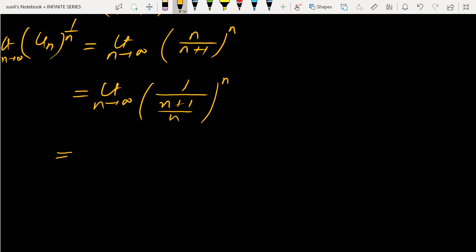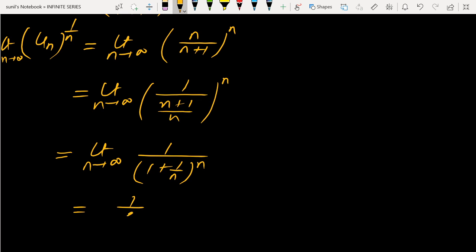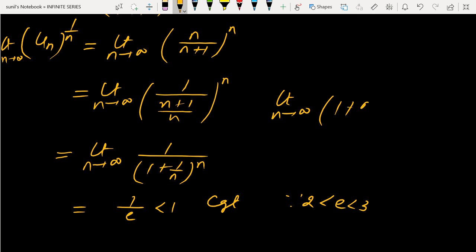This is nothing but limit n tends to infinity, 1 upon 1 plus 1 by n raised to power n. This is nothing but 1 by e, which is less than 1. So series is convergent because e is always greater than 2 and less than 3. Guys, please do remember this formula: limit n tends to infinity, 1 plus a by n raised to power n is e raised to power a. This is a very helpful formula while solving problems based on Cauchy's root test.